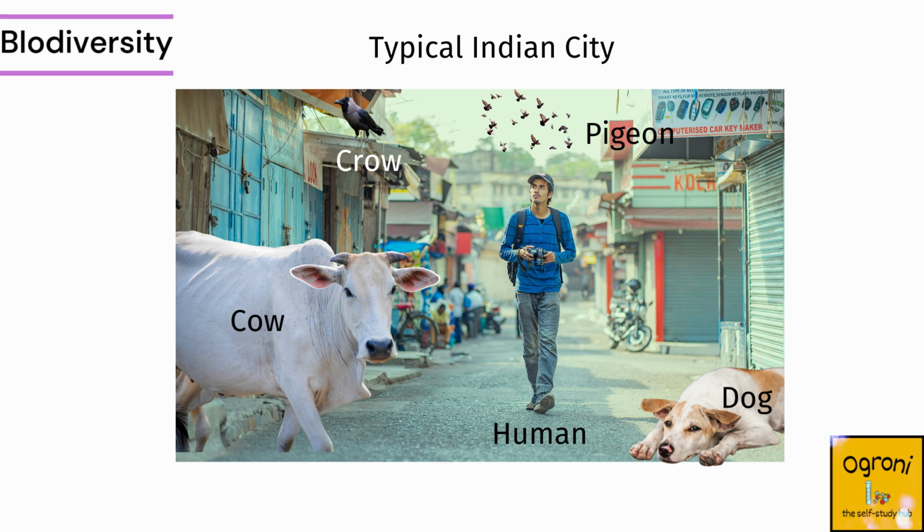For example, in a typical Indian city, we can see a variety of animals like humans, dogs, cows, crows, pigeons, and also different types of plants around us. So this variety of plants and animals in a typical Indian city is the biodiversity of that area.